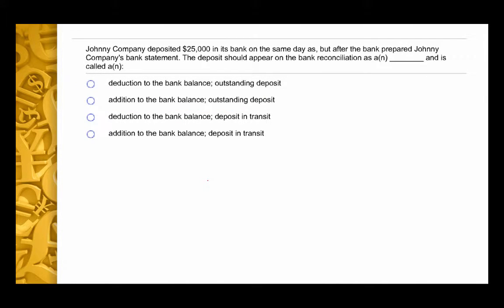Moving on to our next question, Johnny's company deposited $25,000 in its bank on the same day as, but after the bank prepared their bank statement. So this deposit should appear on the bank reconciliation as blank and is called. I'll let you make your selection. And hopefully what you came up with is a deposit in transit, and since it is in transit, we should add it to our bank balance.